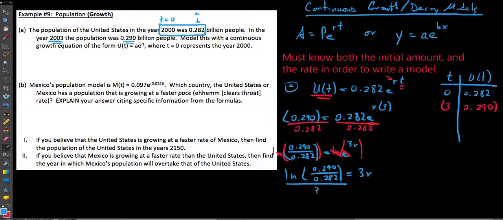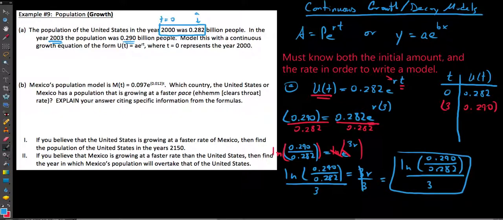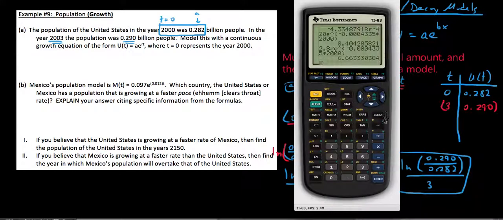And so I won't be lazy here. We say divided by 3, divided by 3. I may need to pop over and use a new canvas here, but we can fit this in right here. ln of 0.290 over 0.282, and all of this is being divided by 3. So this is our precise rate of growth of the population of the United States in this particular instance.